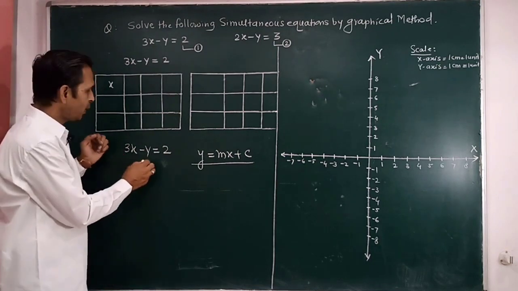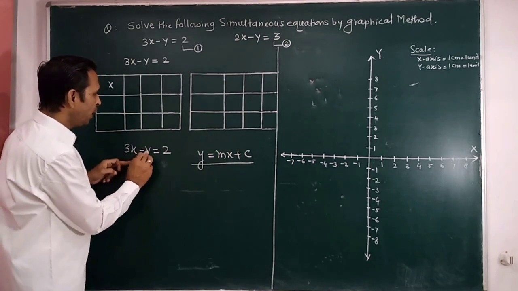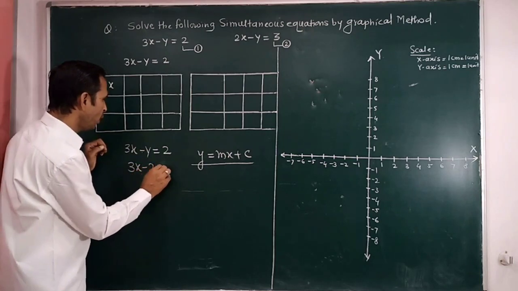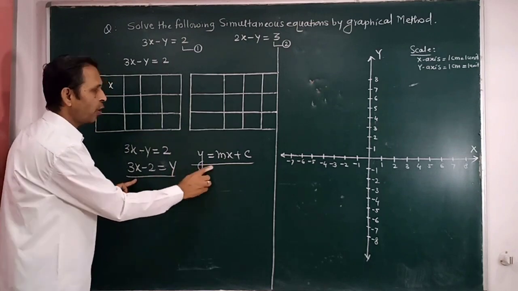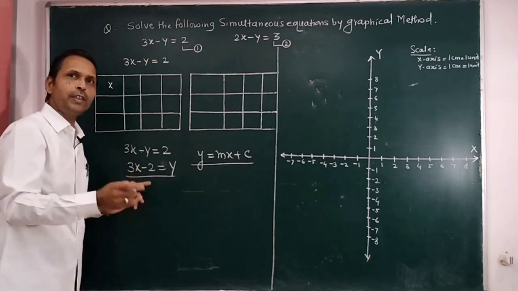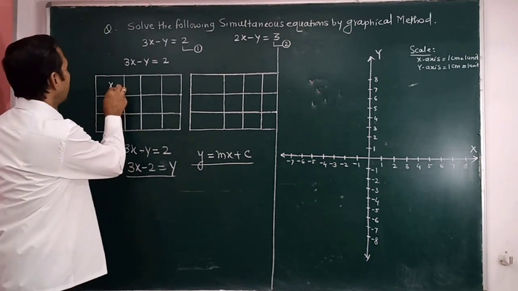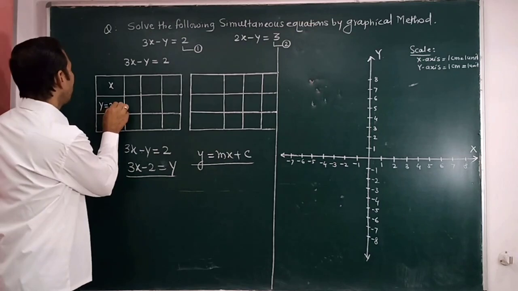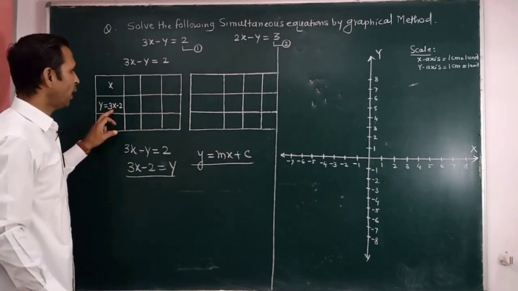Now how do we write this equation in that form? Since y is negative here, we take it to the RHS. That's why we write 3x minus 2 is equal to y. Now this equation is converted into the form y is equal to mx plus c, and that's why it is very easy to find the value of the other variable. See here, if we write x, then how do we find the value of y? y is equal to 3x minus 2. In this way we find the value of y here.